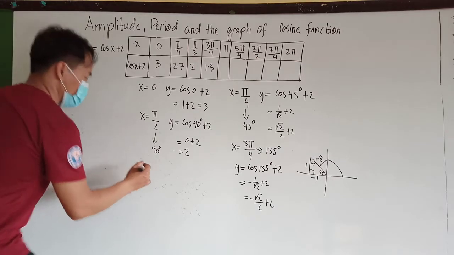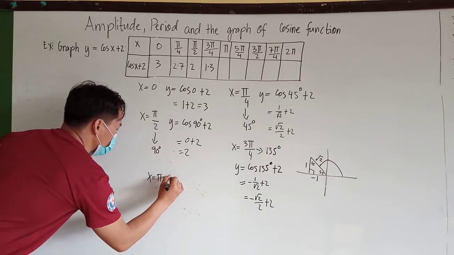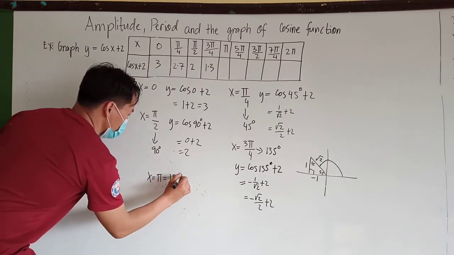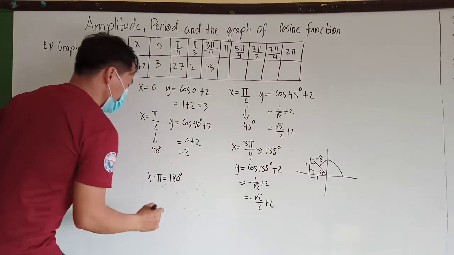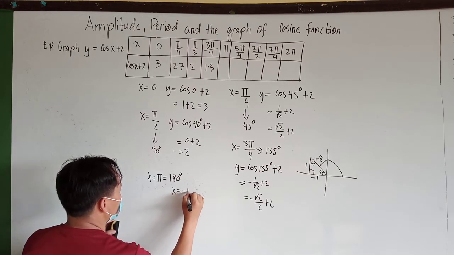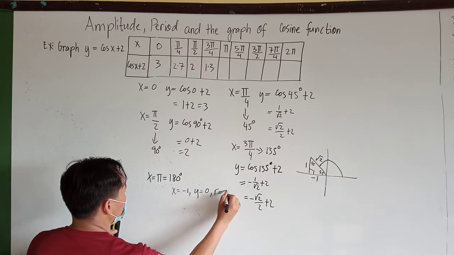Next, what about when x is equal to π? So we have here x is equal to π. That is just equivalent to 180 degrees. So actually, the coordinates for 180 degrees at this time, we know that x is equal to negative 1, y is equal to 0, and r is equal to 1.